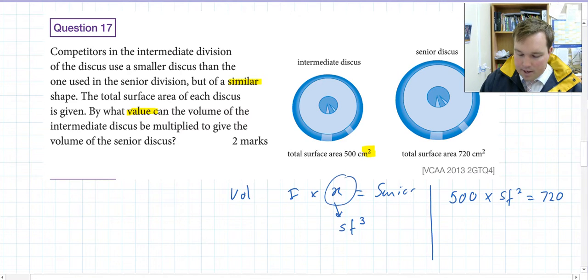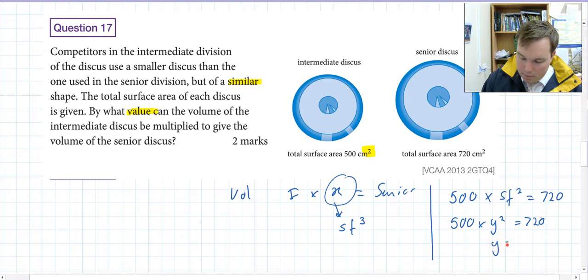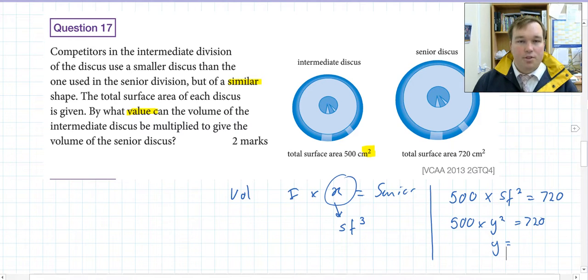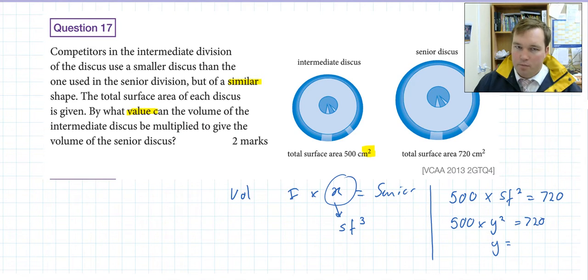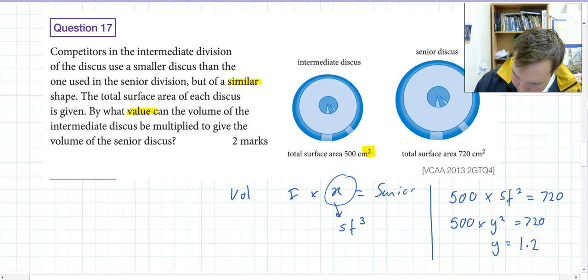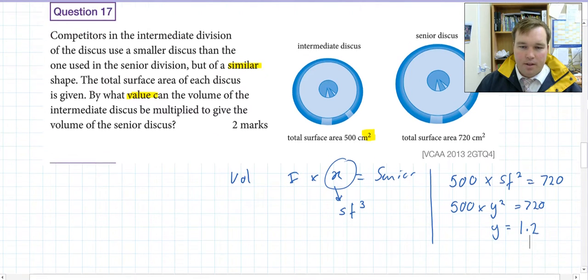Now, we can find out what the scale factor is by putting that in our calculator. If we don't want to use x again, we can go 500 times y squared equals 720. Solve for y. Y will equal 1.2. And note, the scale factor is unitless, so there are no units here.